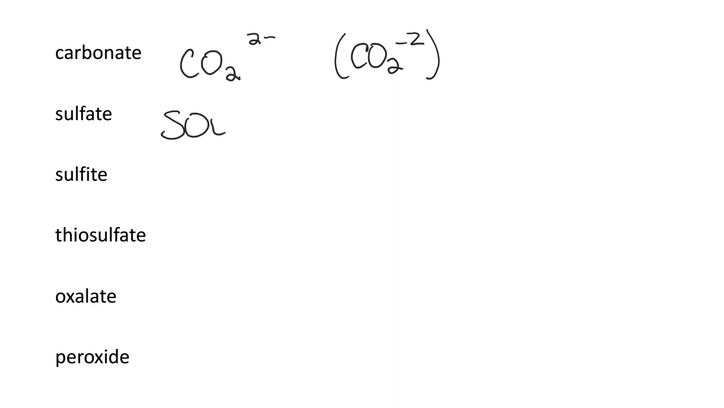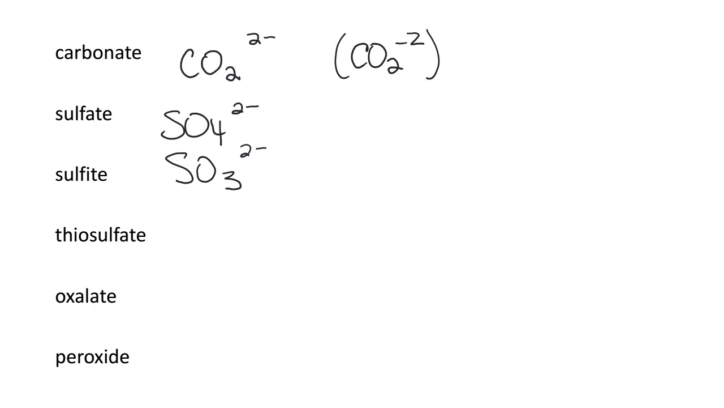Sulfate is SO4, 2-. Sulfite, now if you remember from nitrate and nitrite, nitrite had one less oxygen. Well, guess what? Sulfite has one less oxygen. So the ite always has one less oxygen than the ate.